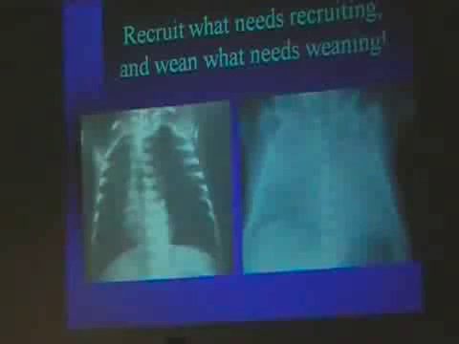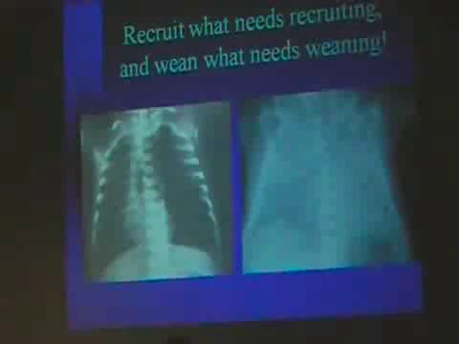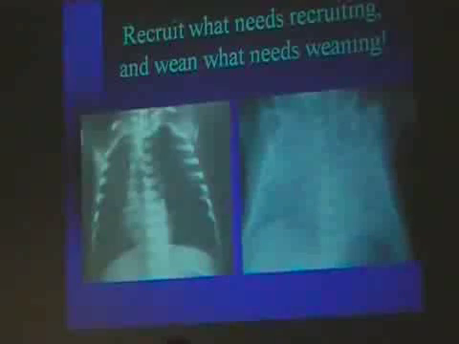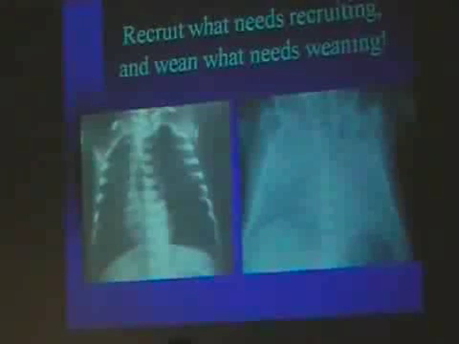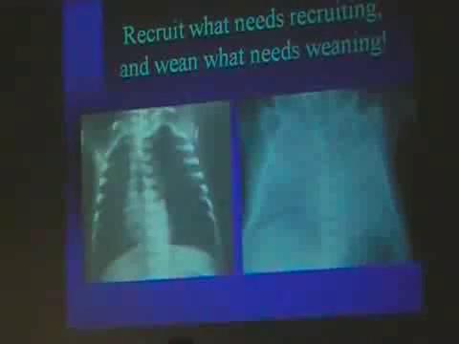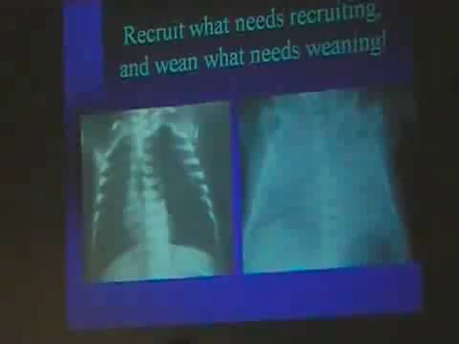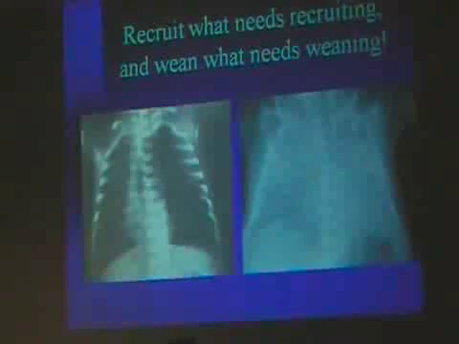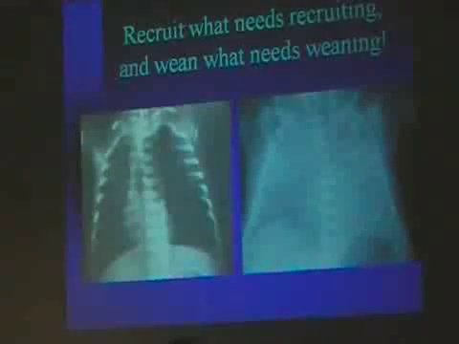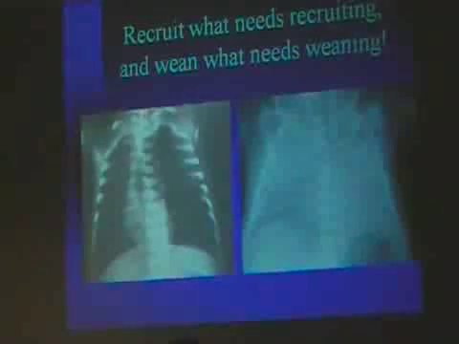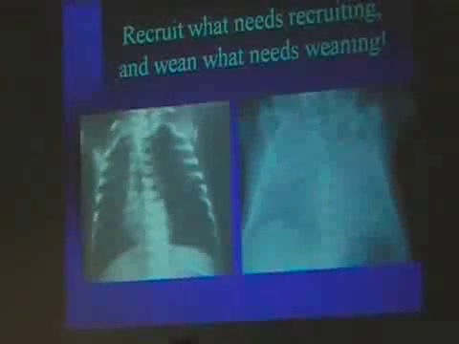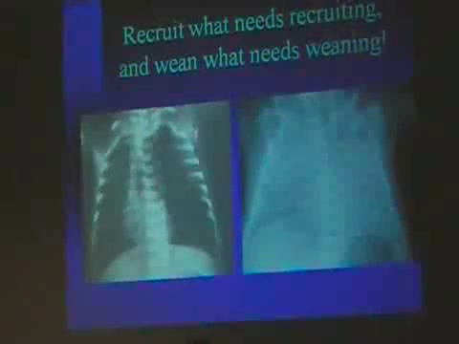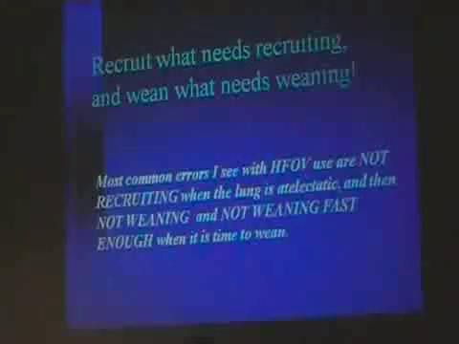So I try to say it again and again: we need to recruit what needs recruiting and wean what needs weaning. The case on the left is massively hyperinflated, and I can guarantee you that that lung will be as damaged as if inappropriate tidal volumes were used during conventional ventilation. The lung on the right, ignoring for the time being the fact that the endotracheal tube is down the right main stem, needs to be recruited in a big way.